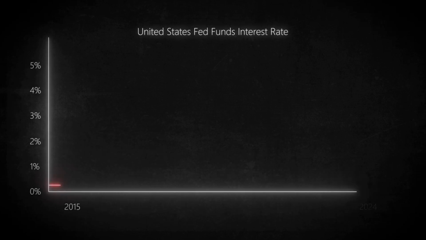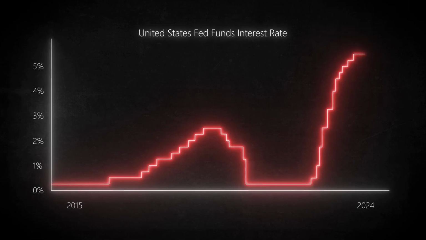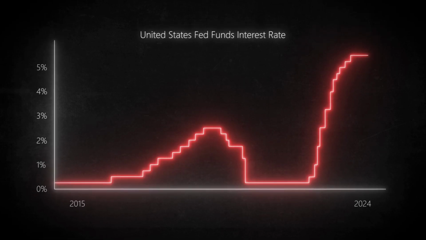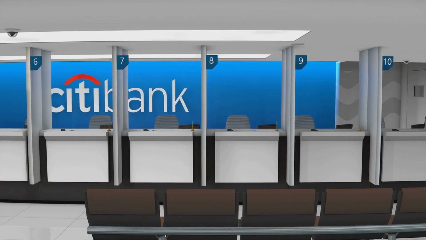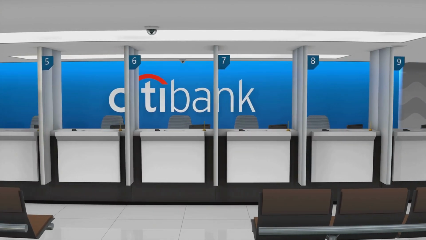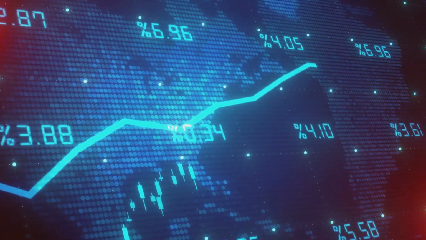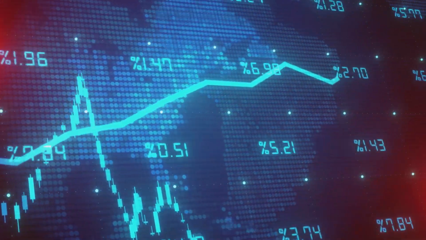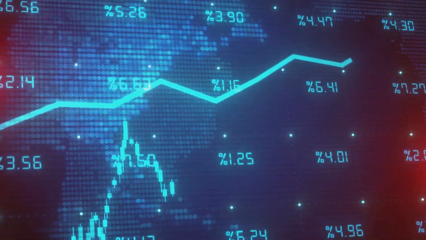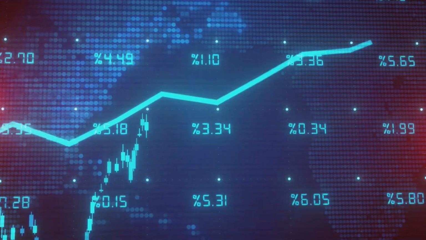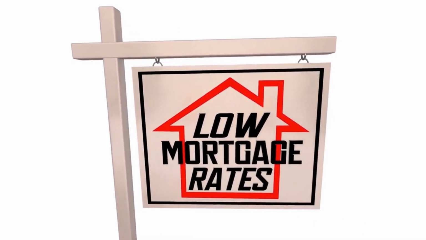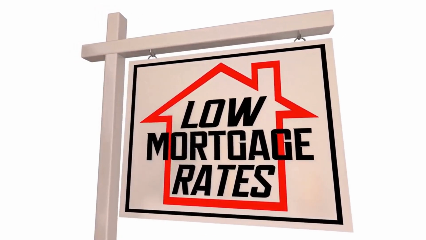When the Fed raises or lowers its federal funds rate, which is the interest rate at which banks lend to each other overnight, it directly affects borrowing costs throughout the economy, including mortgage rates. Rising rates by the Fed typically lead to higher mortgage rates, as borrowing money becomes more expensive for banks, which they then pass on to consumers. Conversely, when the Fed cuts rates, mortgage rates tend to decrease, encouraging borrowing and spending.